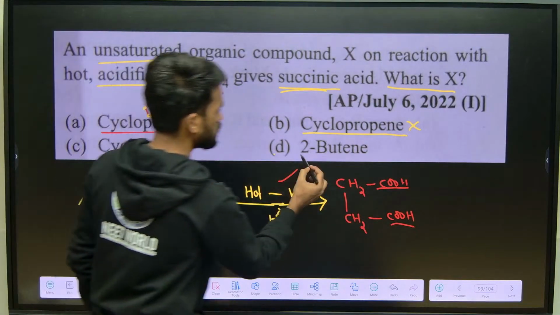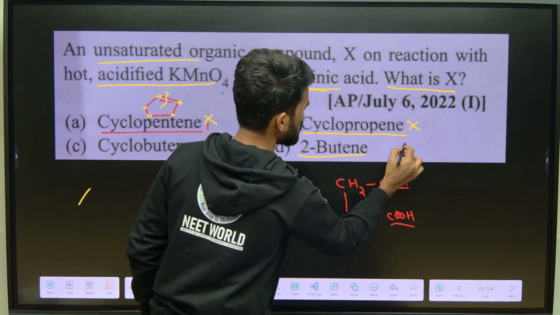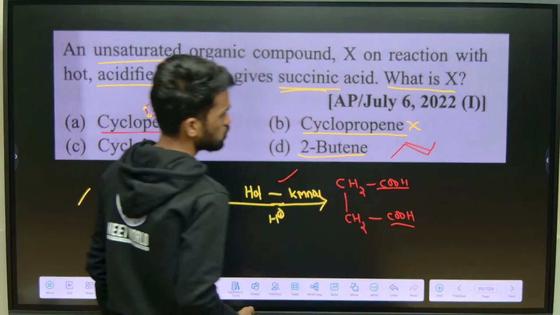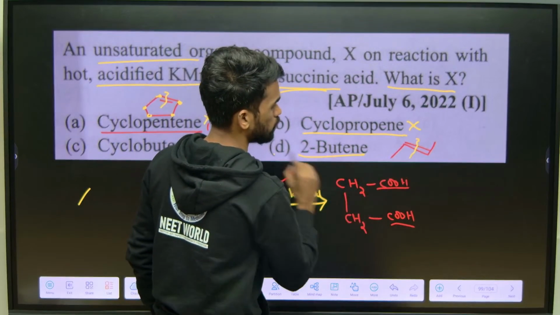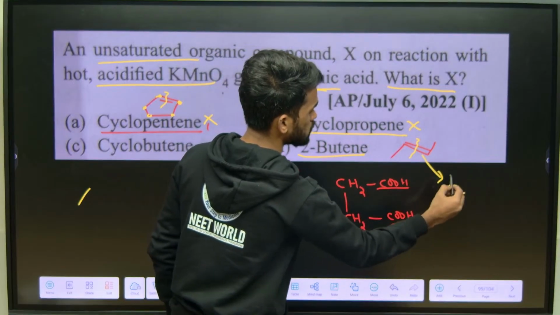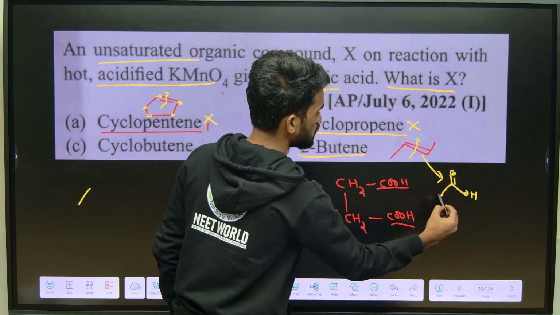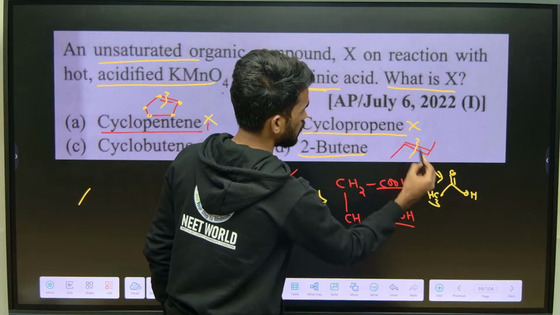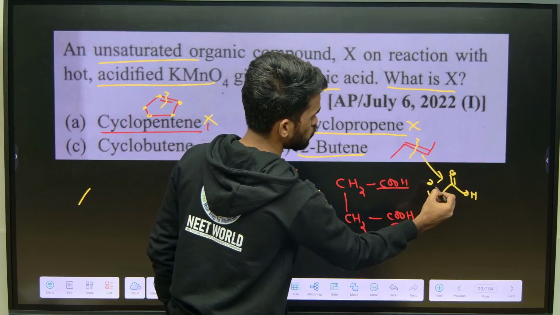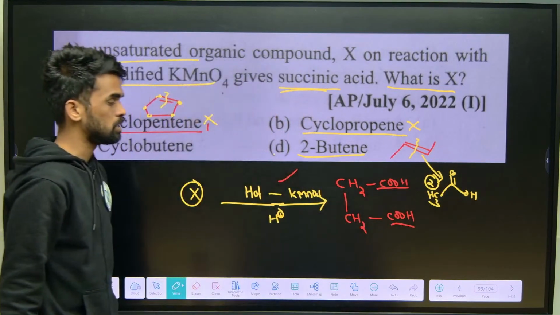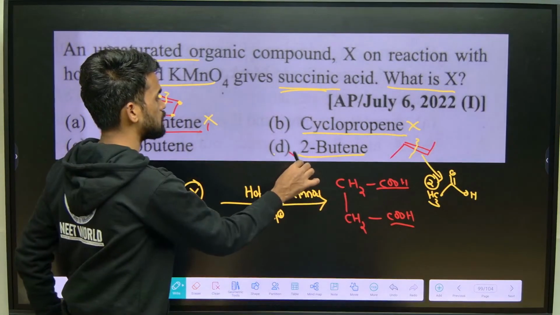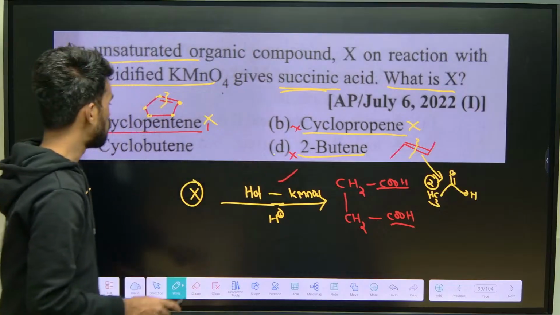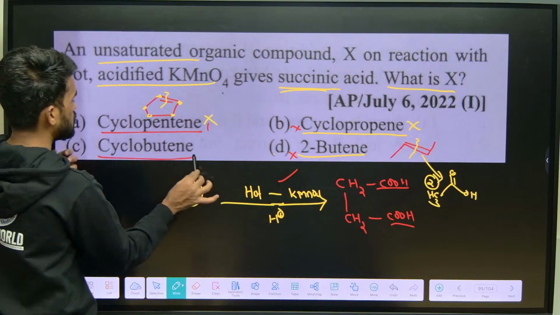Again, if you take 2-butene, how do you write the structure? 2-butene means like this. If I am treating with hot KMnO4, you need to break this double bond into equal halves, and that will produce carboxylic acid, that is acetic acid, on this side and that side. So 2 moles of acetic acid are produced, but what we require is succinic acid, no? So this is also not the answer. Okay, so we have only option C possible here.